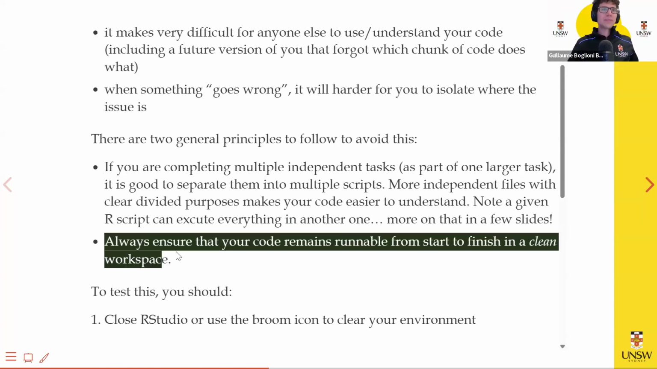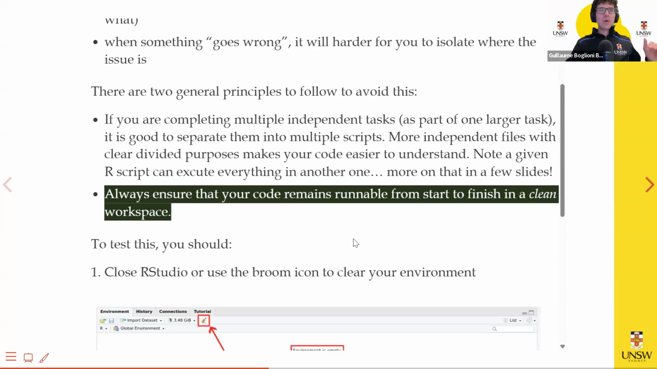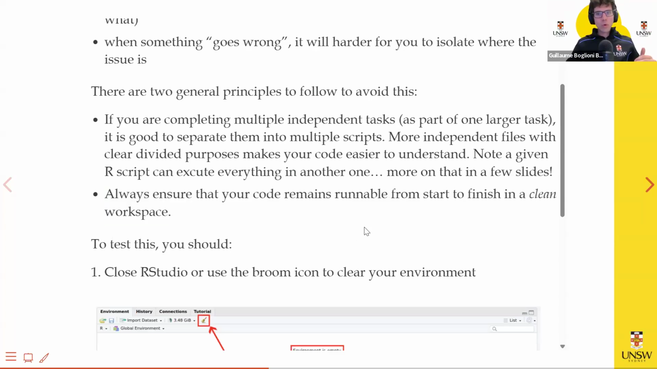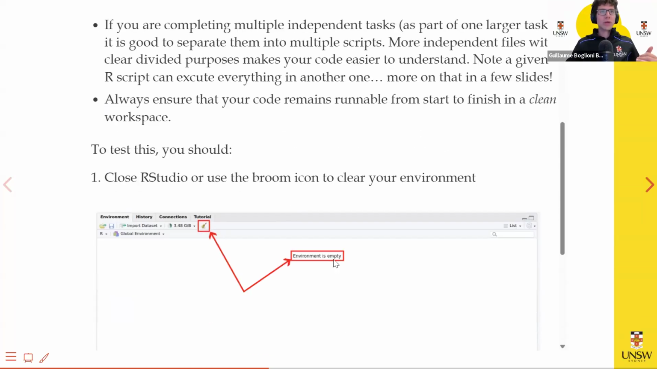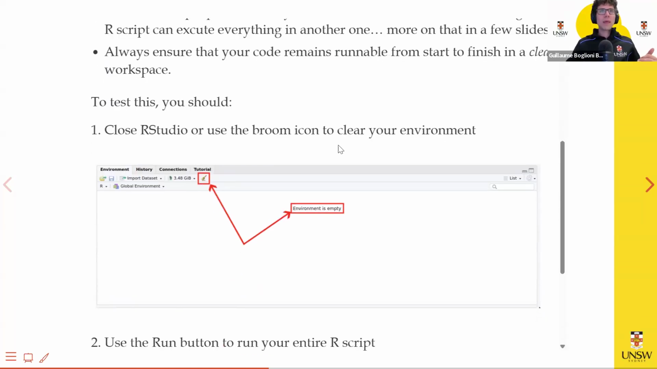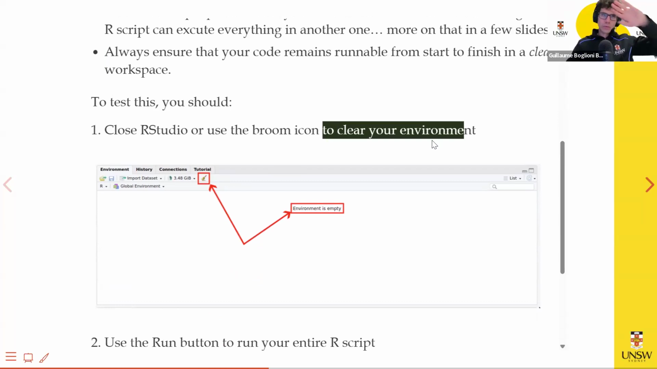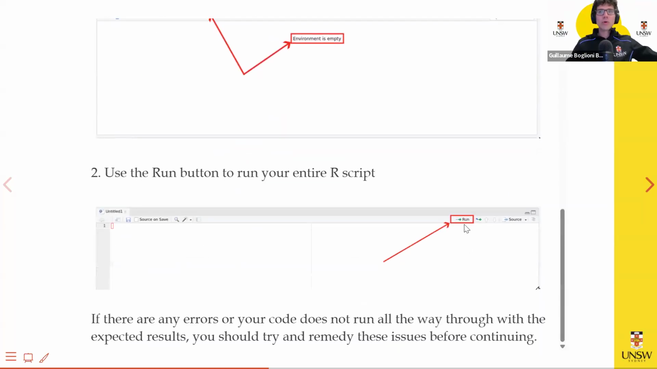And the other point is, always make sure you can run the whole script. Otherwise, something's wrong, right? So you should be able to, in RStudio, go here and have a clear environment, where you scrap everything. Your environment is clear, so you can click the broom here. And then you should be able to run your code. So click run, and everything executes without errors. If there's an error somewhere, well, you need to fix it.